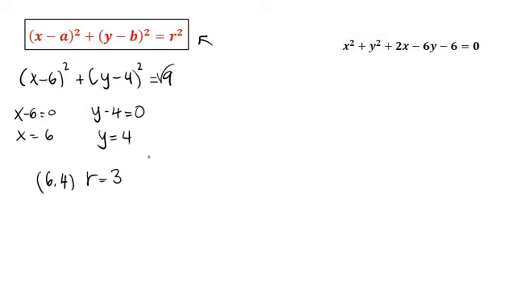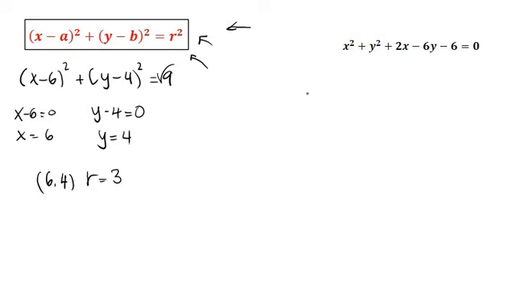Now the problem we have is sometimes you will be given an equation of a circle that doesn't look much like the standard form. Hence the example we have here: x squared plus y squared plus 2x minus 6y minus 6 equals 0. So our task is to transform this equation into this form so that it will be easy for us to identify its coordinates and the radius.